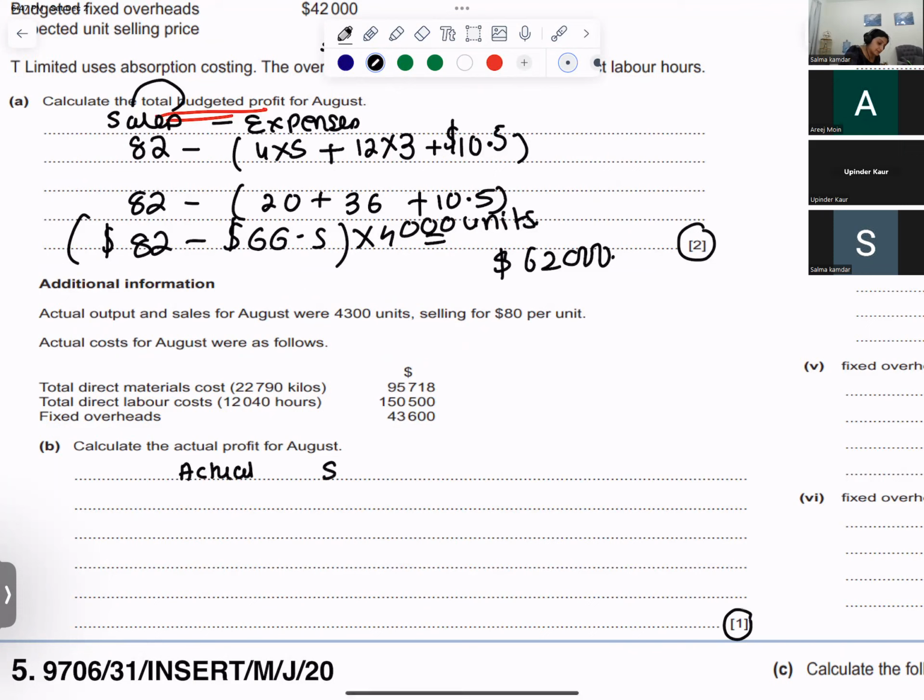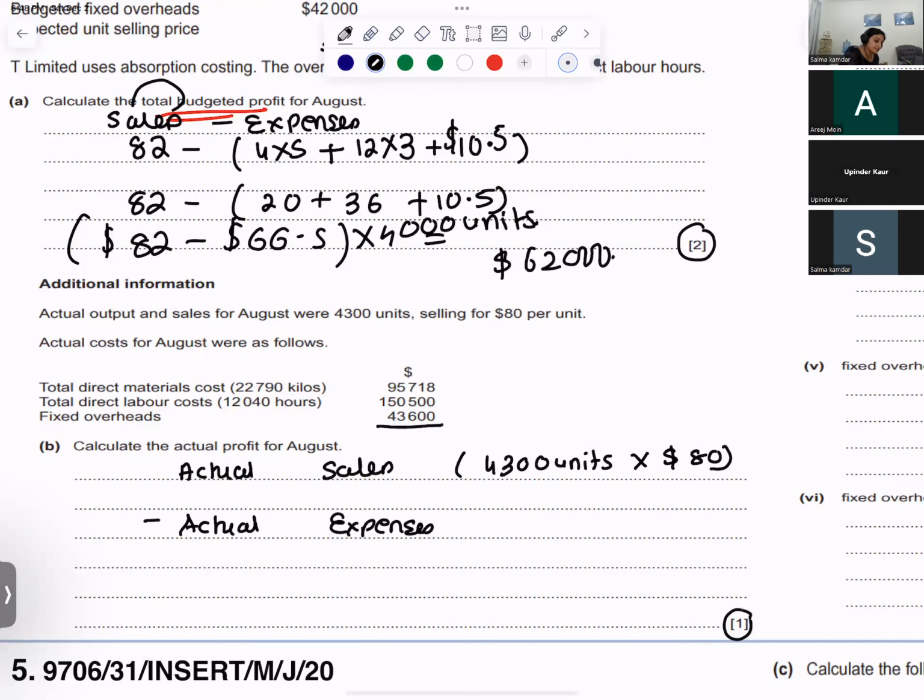Sales minus direct material, labor. It is 1 mark, so I can do it directly. Actual sales minus actual expenses. What will be my actual sales? 4,300 units into $80. So this is 344,000.